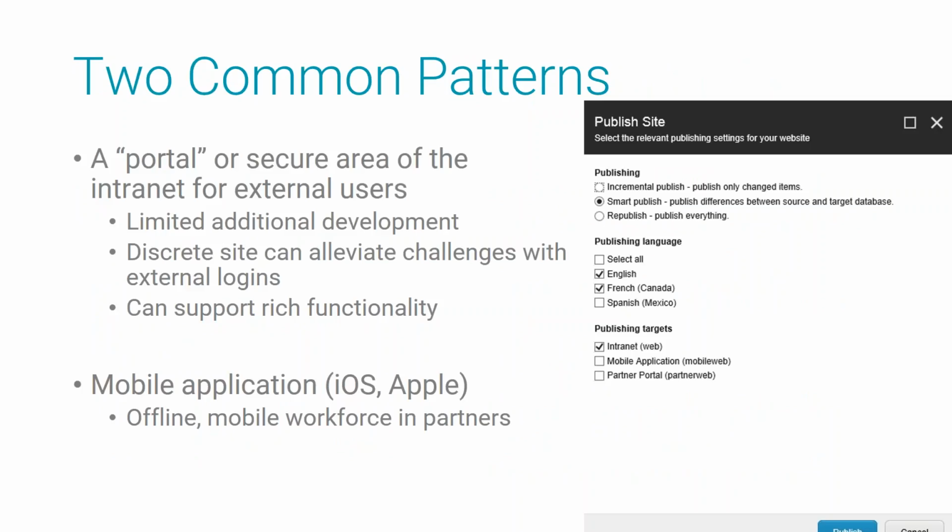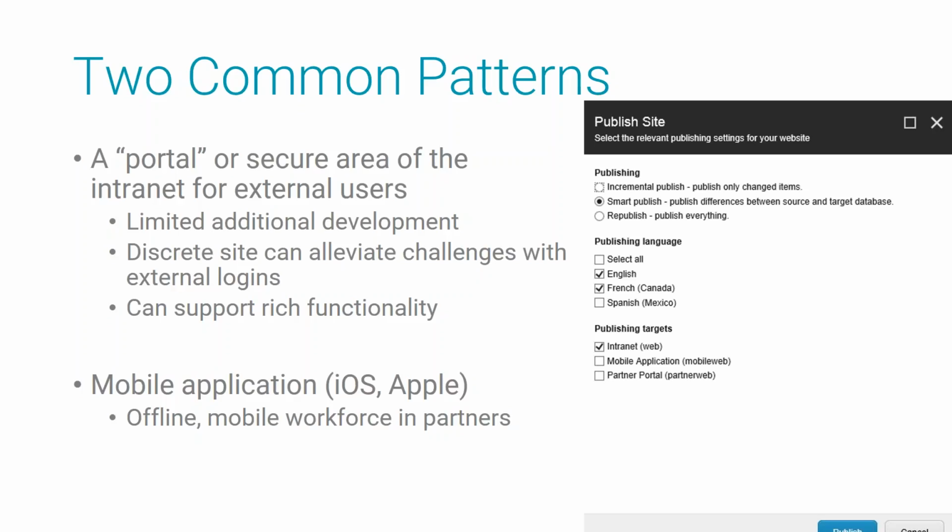So this is where we see two common patterns in Sitecore intranets. One is there's a portal, an area inside the intranet where those users can come in and browse through the content. They get almost all the functionality that an employee gets, but they're just siloed into an area. This works really well when that authentication is possible. Sometimes there's technical barriers to that, but there's fairly limited additional development to make this work.